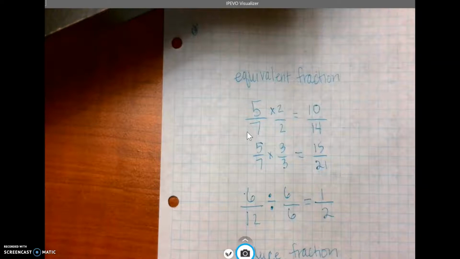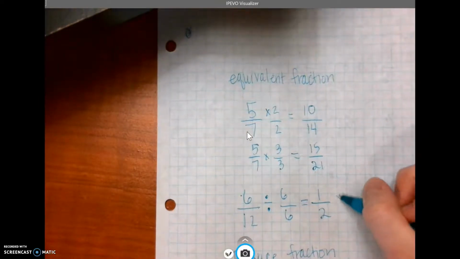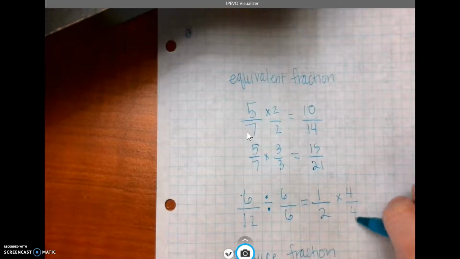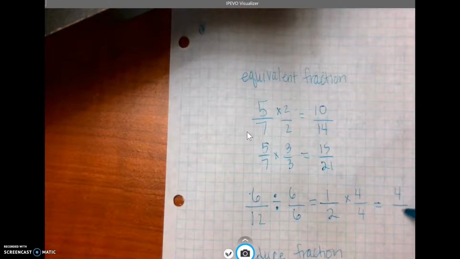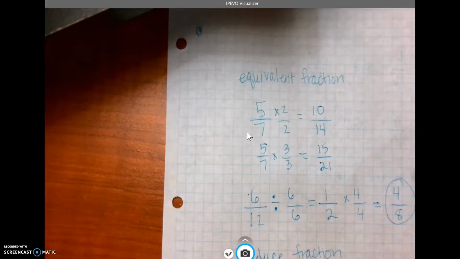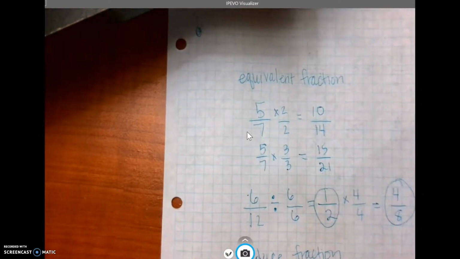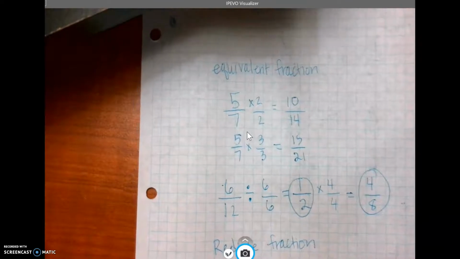Okay? So if you did something different, as long as it's equivalent to 1/2, it is equivalent. Another one would be, okay, I could multiply these by 4. Whatever number you want, just make sure it's the same. And that would be 4/8. So I have 4/8 and 1/2 are my two equivalent fractions.